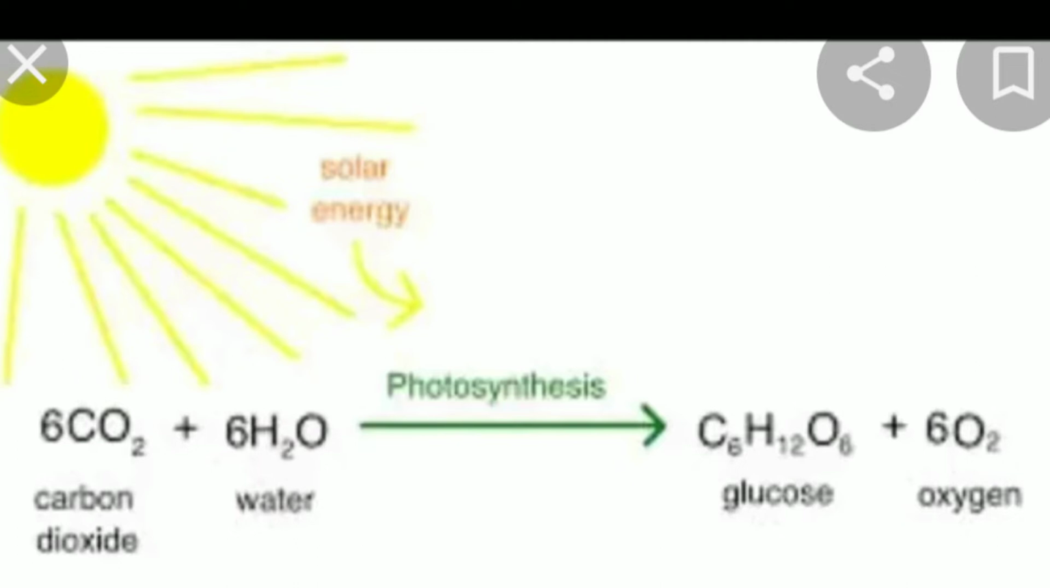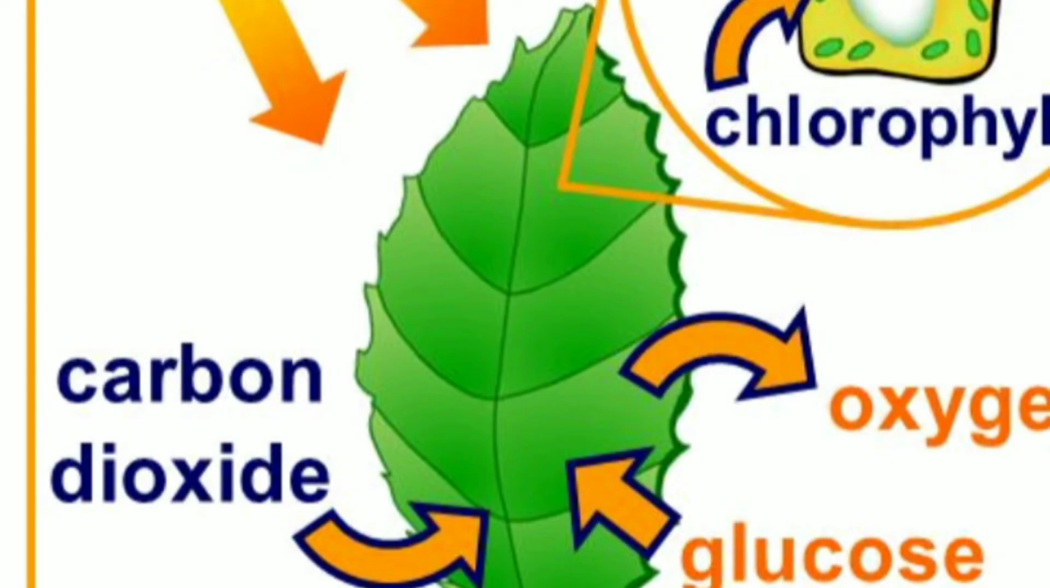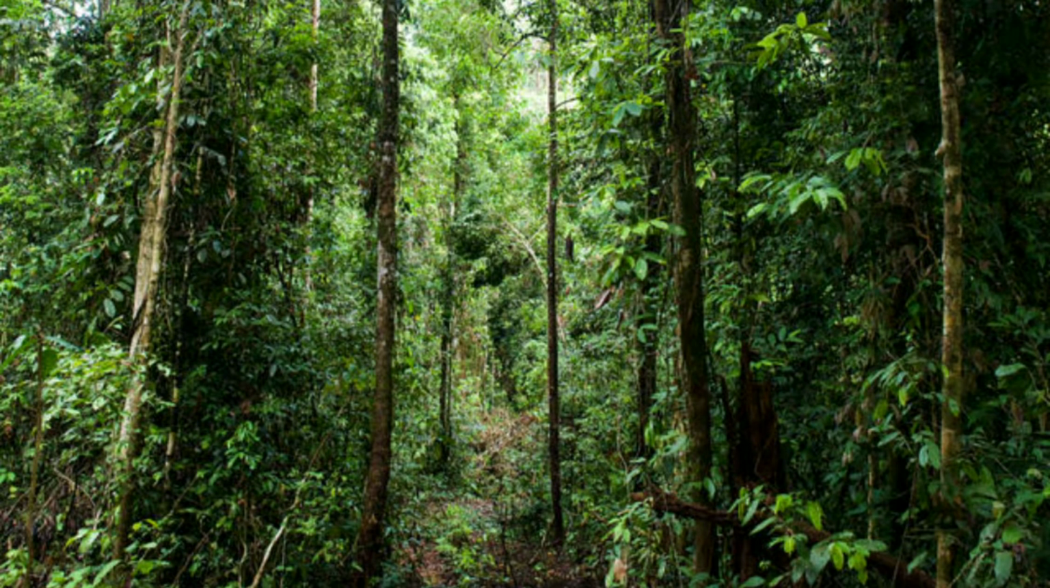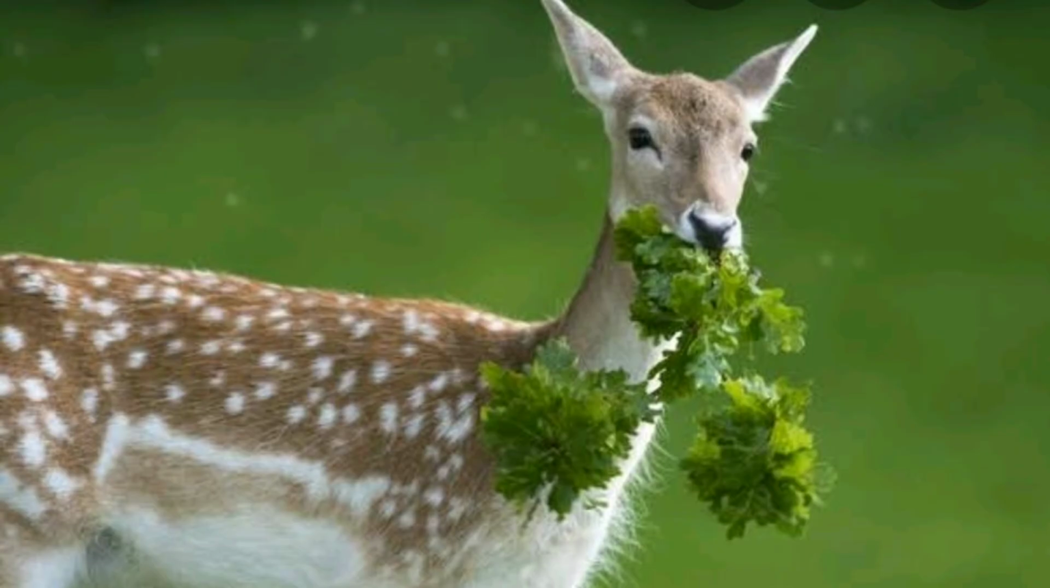Okay. The leaves trap the energy in the solar light and store the energy in the form of glucose. This energy is used by the plants for their physiological activities and growth. The remaining food is stored in various parts of the plant body such as roots, stem, leaves, flowers, fruits, etc. This stored food is used by all the other living organisms.